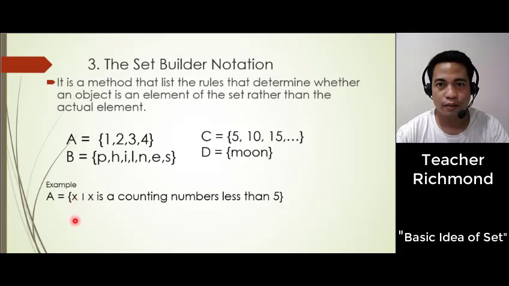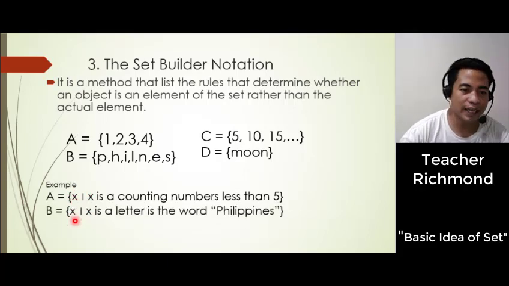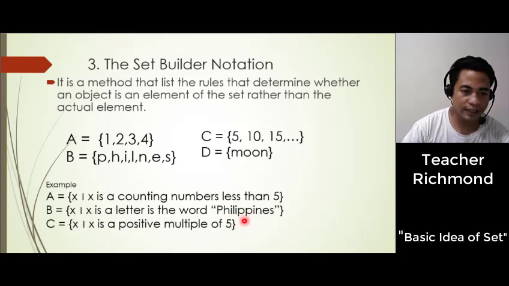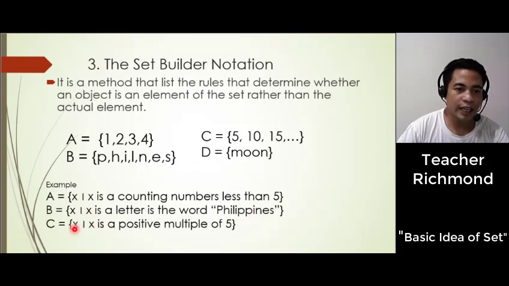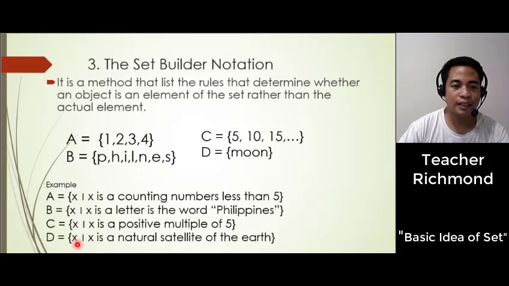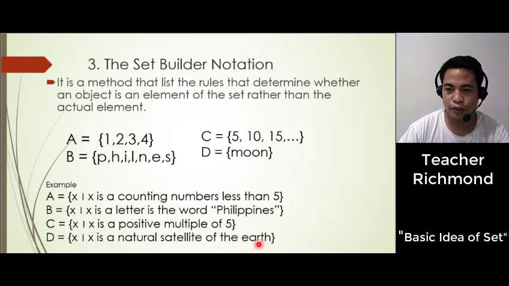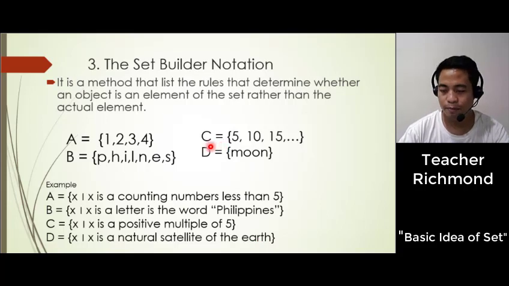So very simple. Next, we have set B. Set B is the set of all x such that x is a letter in the word Philippines. Next, set C. Set C is the set of all x such that x is a positive multiple of 5. Set D is the set of all x such that x is a natural satellite of the Earth. Okay, so those are the three ways of describing a set.